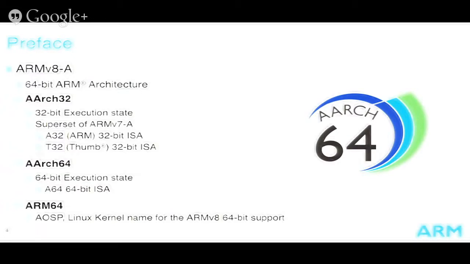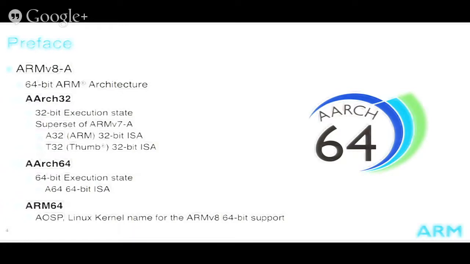The 32-bit execution state is a superset of ARMv7. It can execute two instruction sets, A32, previously known as ARM in ARMv7, and T32, previously known as Thumb in ARMv7. AR64, the new 64-bit execution state, executes the A64 ISA. And in the second part of my presentation, where I talk about user space support, I'll be talking mostly about the A64 ISA.